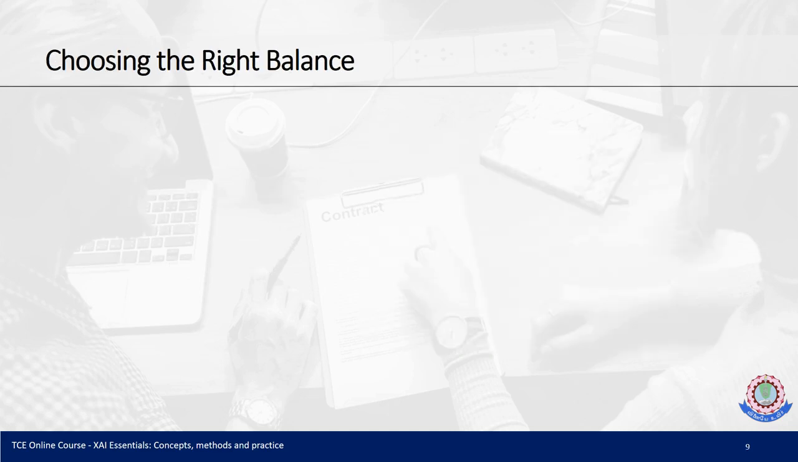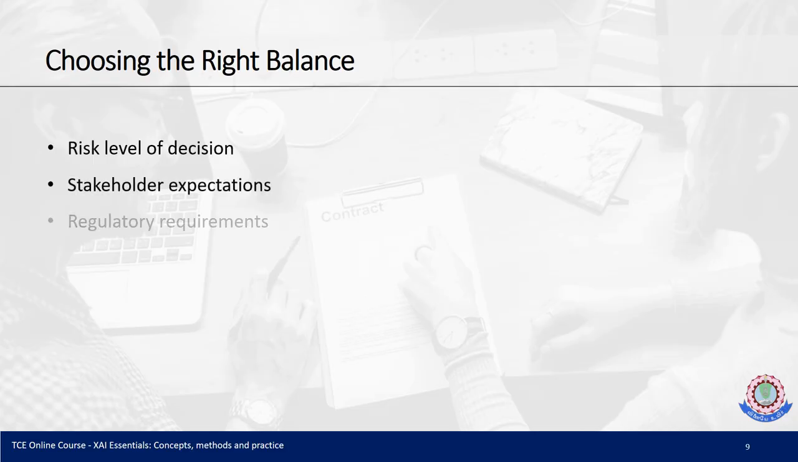So, how do we choose the right balance? We must consider who is affected by the decision. What happens if the model is wrong? Can the decision be appealed? Is an explanation legally required? High risk human impact decisions demand higher interpretability. Low risk technical tasks may prioritize accuracy.